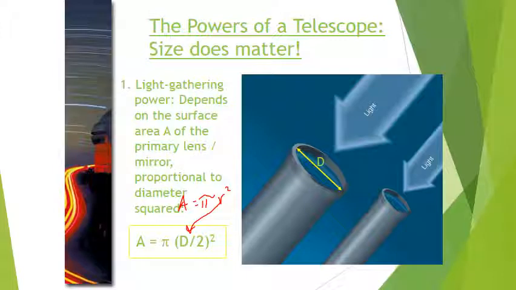But notice the impact it would have on the area when the diameter doubles. By doubling the diameter, you actually quadruple the area. If you triple the diameter, you nine-tuple the area. That's because of the squared factor in the equation. So it really does make a difference. When you have a 4-inch telescope compared to an 8-inch telescope, the 8-inch telescope is twice the size, but its light gathering capability is actually four times as great. You quadruple your light gathering power by doubling the size of your primary objective.